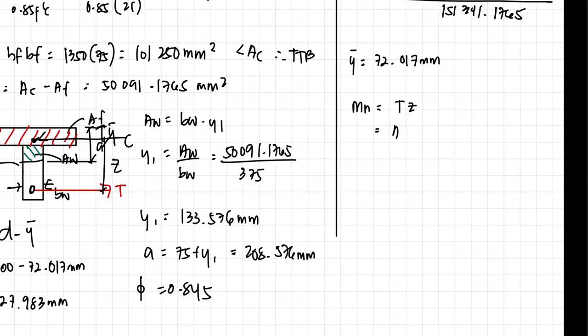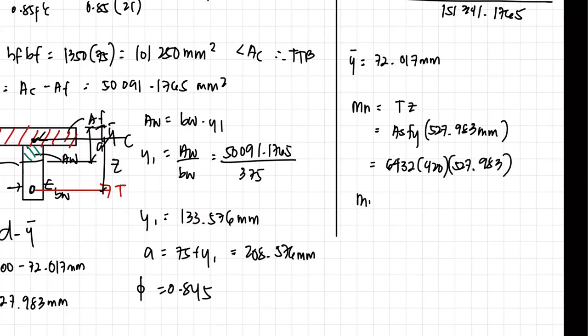So, para makuha si Mn, that is just moment ni T times yung Z natin. So, that is AS FY times Z natin na 527.983. Okay? So, this is 6,432 times 420 times 527.983. Mn is 1426.314 kilonewton meter. Divide ng 1 million to.